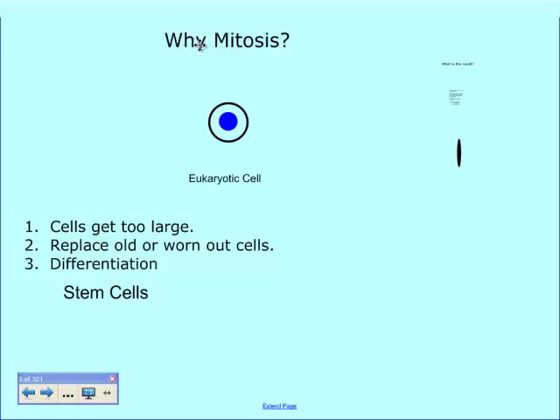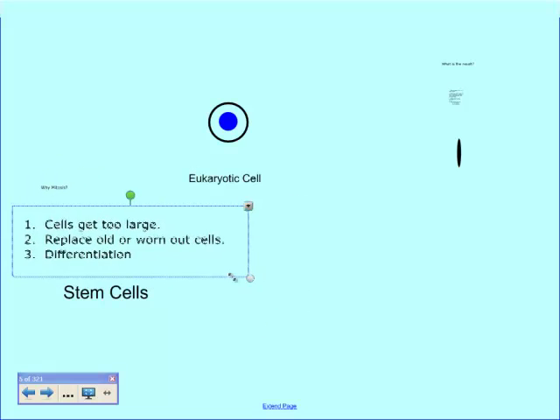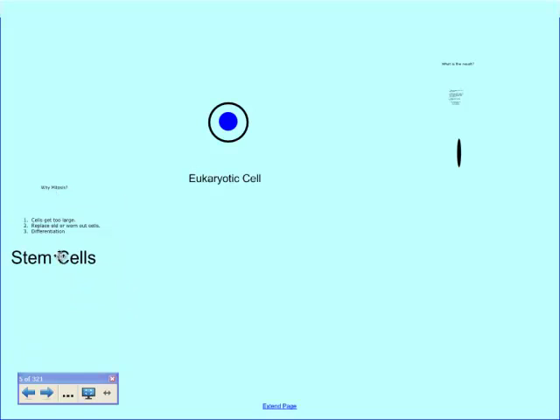So that pretty much covers, and there are more reasons, but for us in terms of this class, why mitosis: cells get too large so they need to divide, they need to replace older worn out cells, and to become differentiated. Now in this particular video we're not going to cover the steps of mitosis, we've done that already, but the next topic that we need to sort of end on is what is the result.